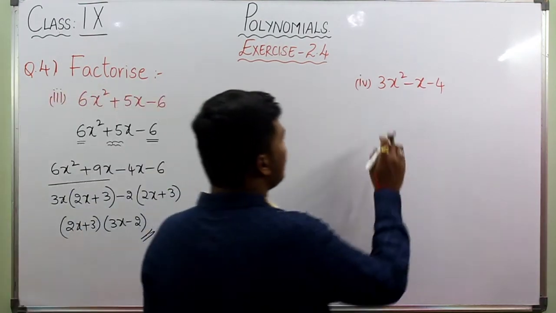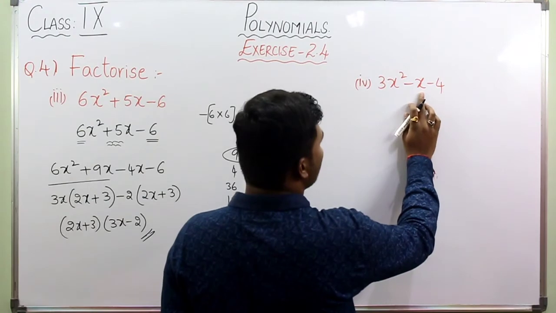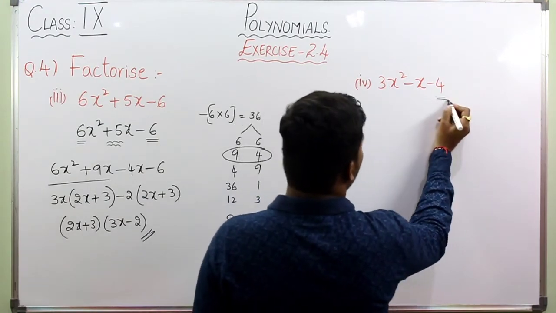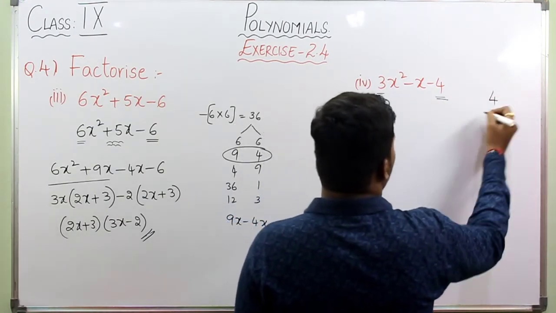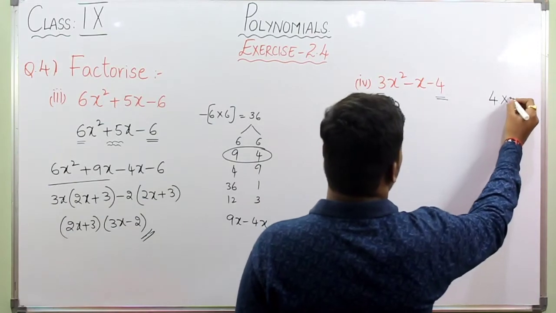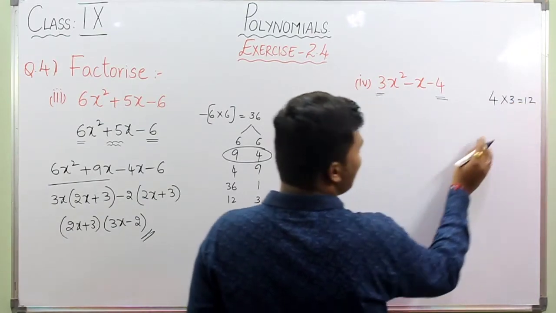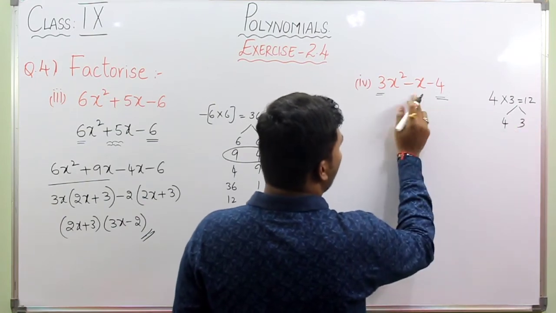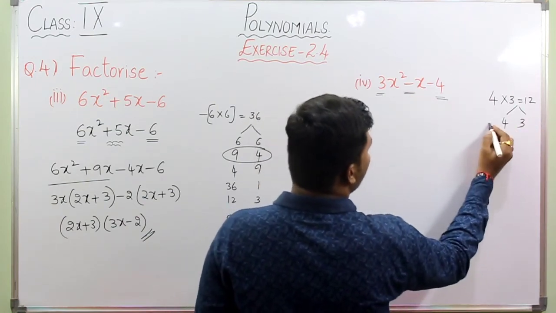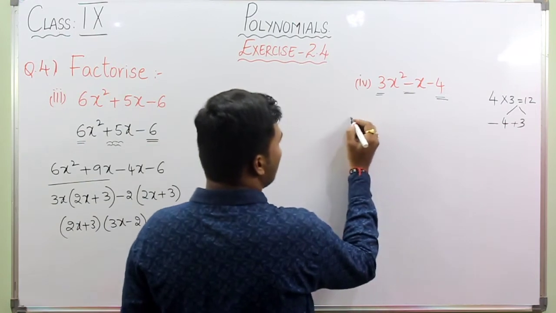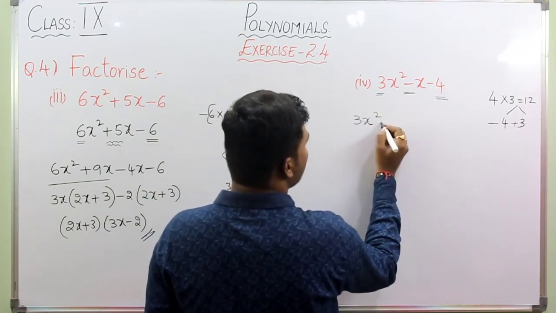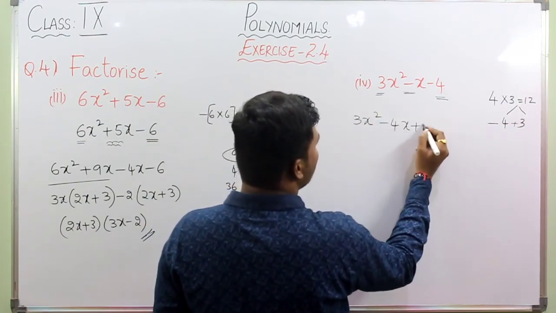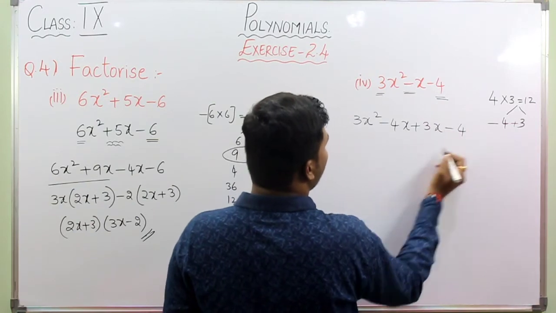Now the next one, 3x square minus x minus 4. Here we have the constant as 4 and the coefficient of x square as 3. So 4 threes is 12. The factors of this are 4 and 3. So I have to get minus 1 here. So I can take minus 4 and plus 3. Then I will be getting 3x square minus 4x plus 3x minus 4.